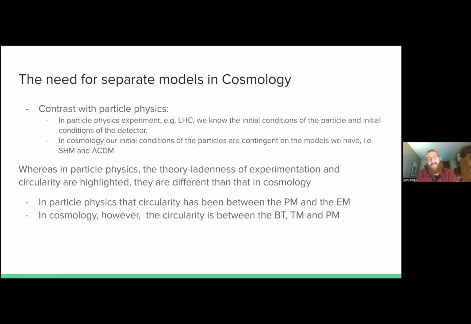Because contrast it with particle physics. So in particle physics, for example, the Large Hadron Collider, we know the initial conditions of the particle and the initial conditions of the detector. And in this case, of course, that's how we have a signature for the particle in particle physics. But in cosmology, our initial conditions are really dependent on the models we have. So any change we assume to be of the initial conditions of the particles means we have changed the models. And the moment we change any of the models, we've changed the initial conditions of the particles.